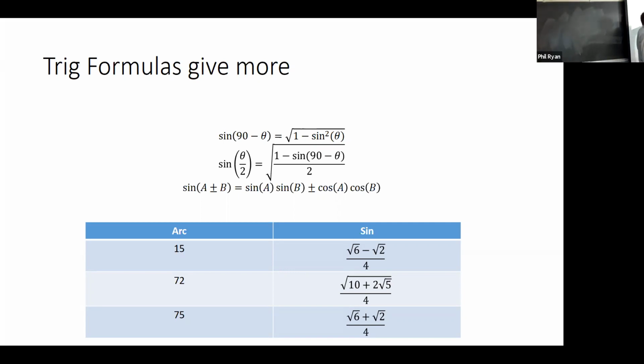So you've all seen these formulas in one form or another. And so with those, you can then find some other ones pretty easily. You probably haven't seen these values before, but you can actually figure them out super accurately.